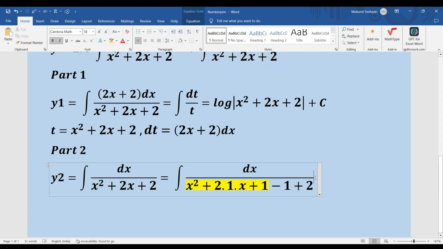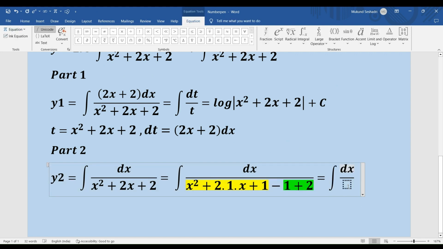My x square plus 2 times 1 times x plus 1 is nothing but (x plus 1) the whole square, right? And then I'm left with a minus 1 plus 2, which is nothing but plus 1, right? So the entire expression x square plus 2x plus 2 can be rewritten like this. dx by my yellow portion is nothing but (x plus 1) the whole square, and the green portion is nothing but plus 1, which is nothing but 1 square, right? So what I'm left with is dx by (x plus 1) the whole square plus 1 square.